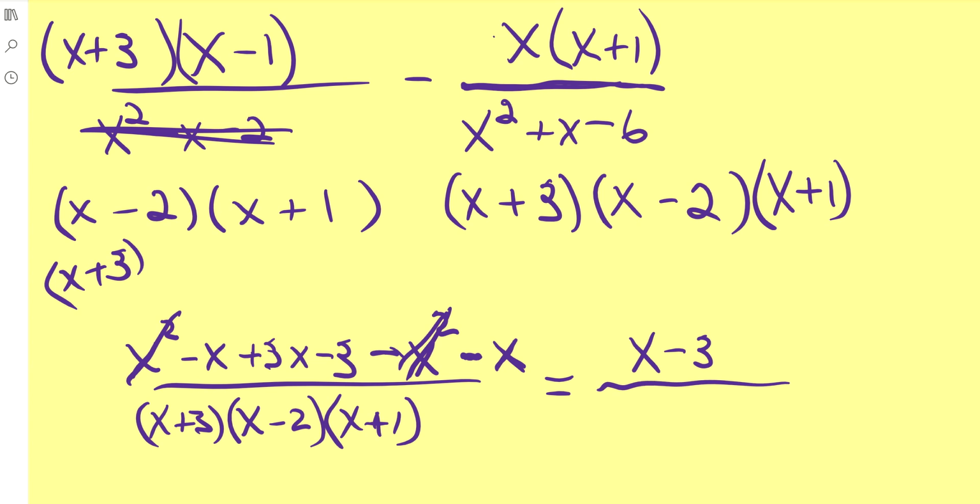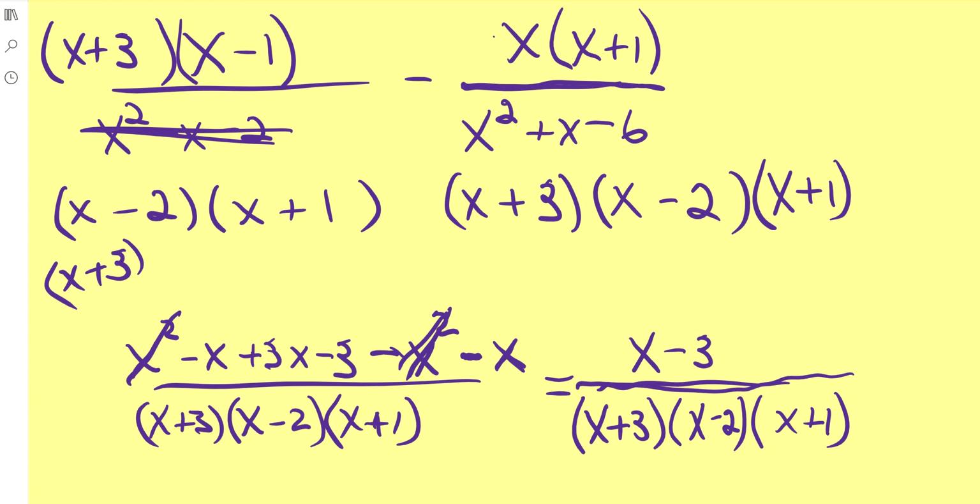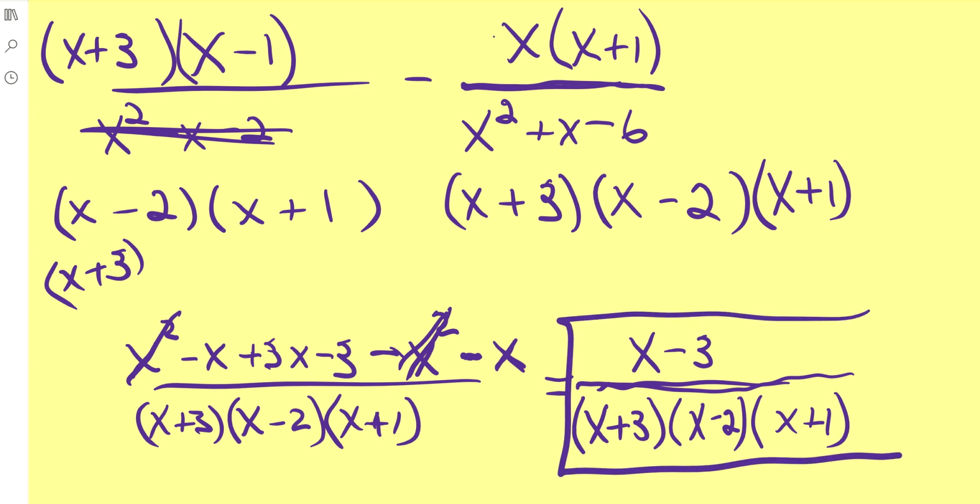And that's all going to be over the denominator here of x plus 3 times x minus 2 times x plus 1. And I'm looking to see, can I cancel anything out of that? And the answer is no. I did all the work I needed to do, but I don't have another x minus 3 that I can cancel it with. So if I don't have it, I don't have it. Don't force it in there. Don't make anything up. That's my answer. And we're done with that problem. Okay, good.